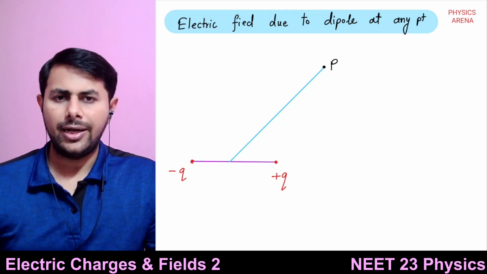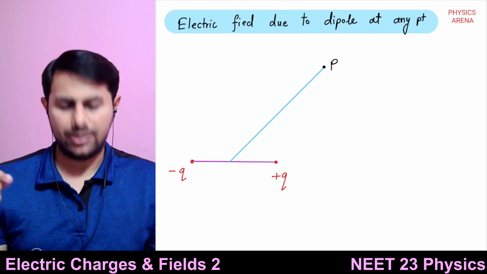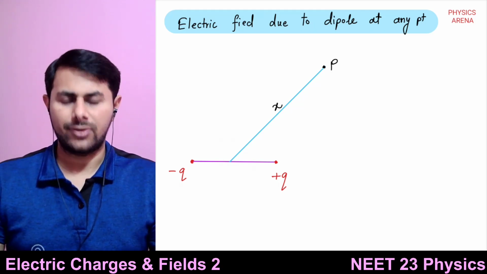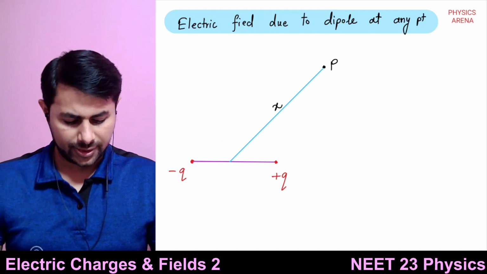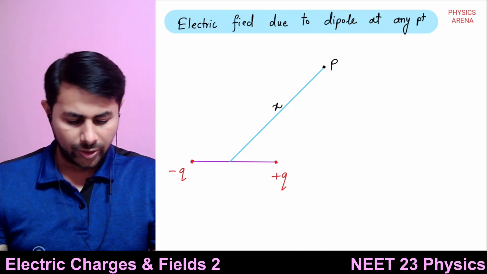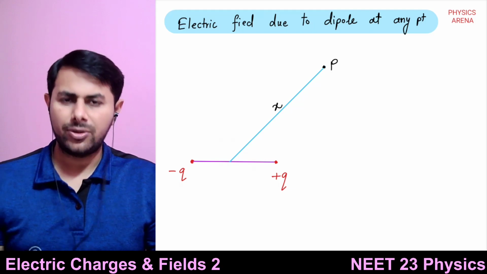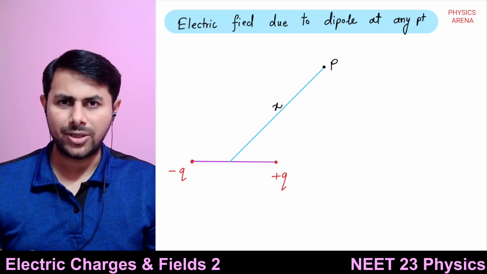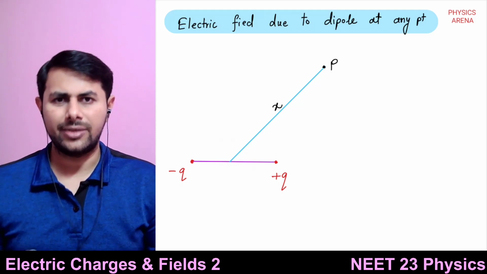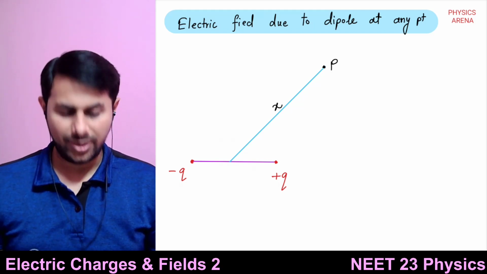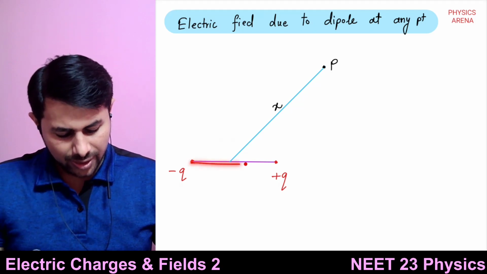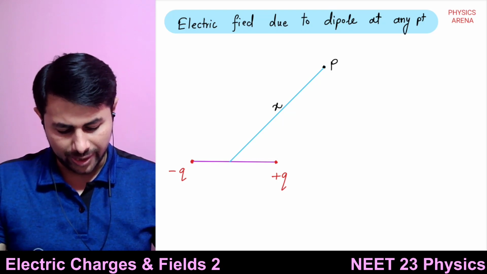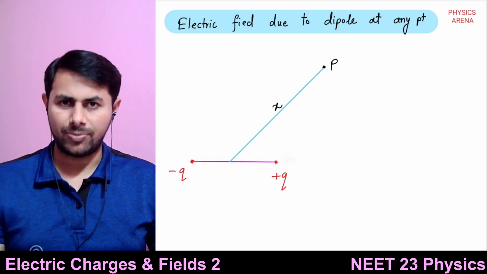Okay, and we'll consider that the length of the dipole is very small compared to this distance, compared to x. Now what can we do? We know the formula for electric field due to a dipole at an axial point, and at an equatorial point. And electric dipole moment is a vector quantity. P bar is directed from minus q to plus q.